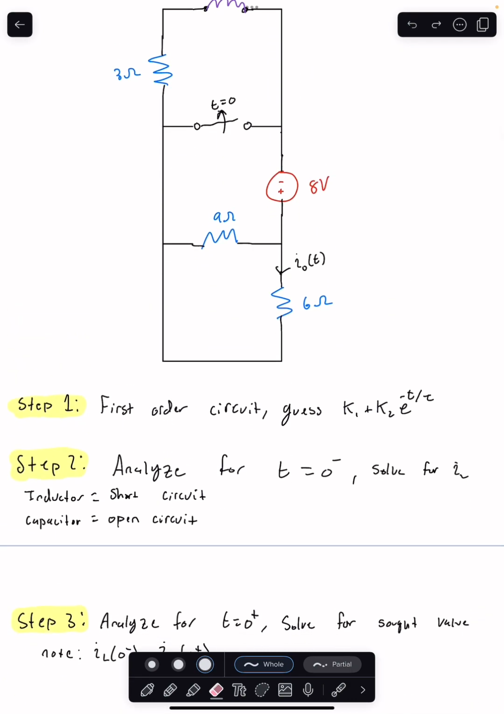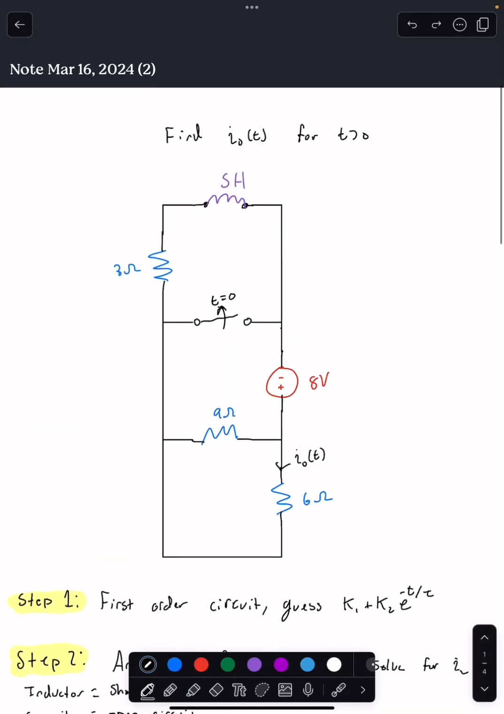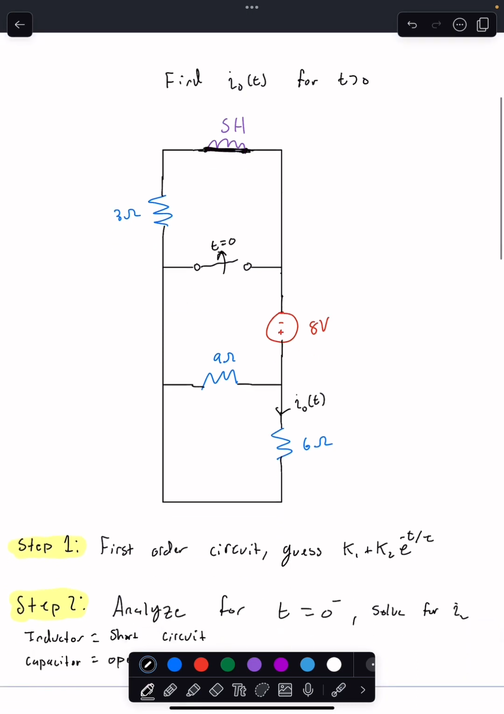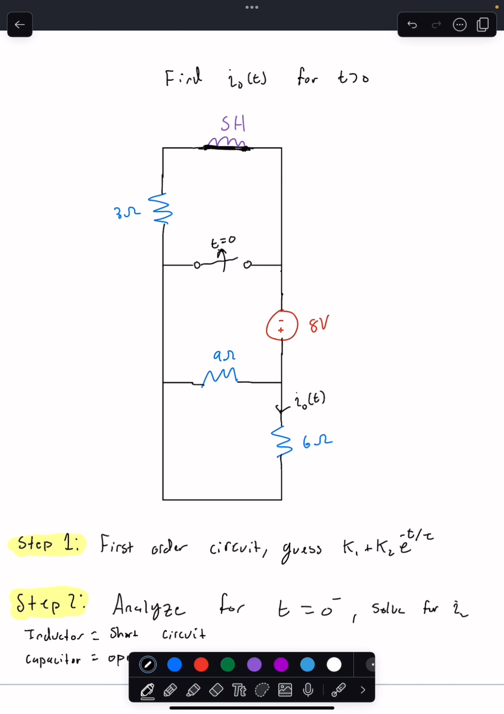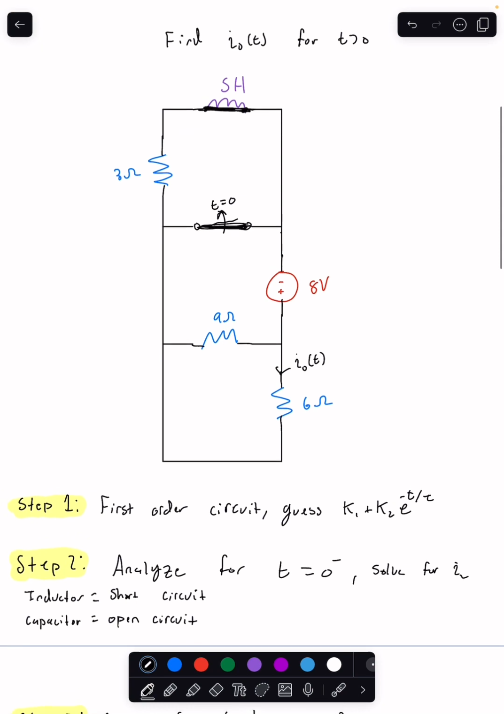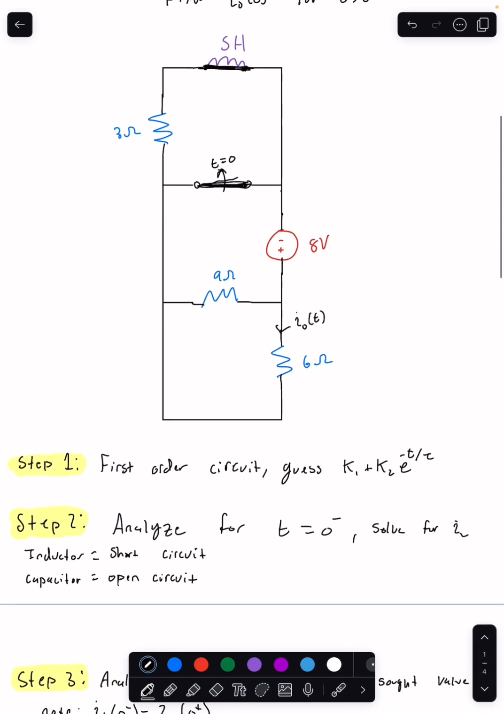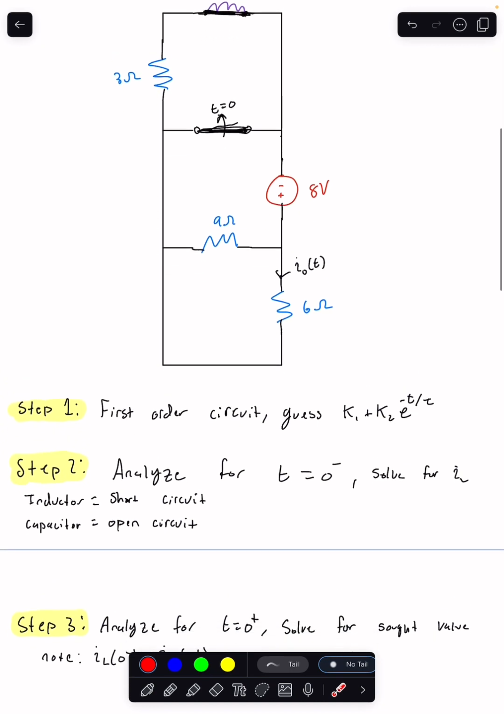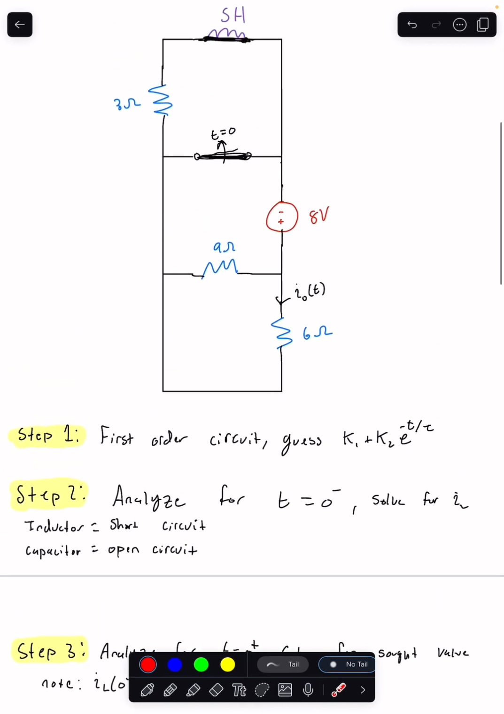And for an inductor, the steady state is a short circuit. So we'll go up to the inductor and put this right here to make it a short circuit. And the switch will be closed as well, because it opens when t equals 0, and we're before that. So if we look here, this resistor right here is now shorted because this is closed and this is closed.